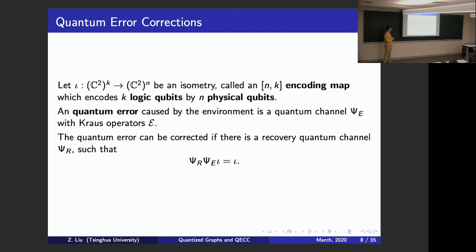And given such an encoding map, there may be some error that happens, given by this quantum channel psi e. And what do we mean by error correction? If we have another quantum channel, psi r, the recovery map, such that when you compose them, you get the identity map on the logical qubits. That means when an error happens, you can recover from it.